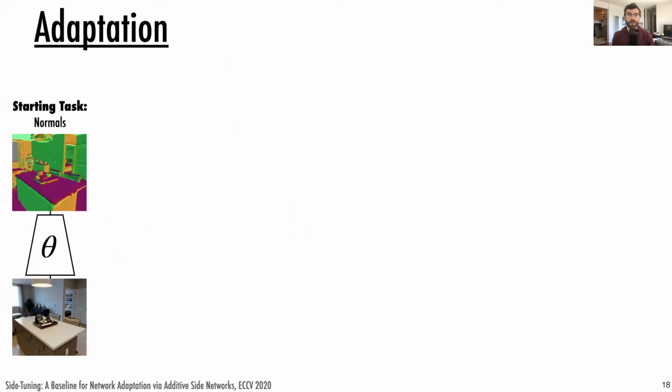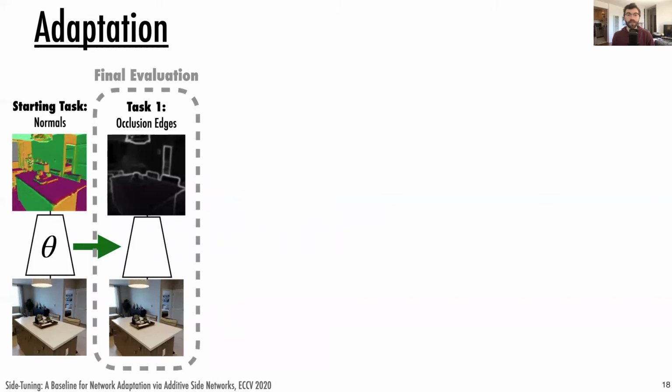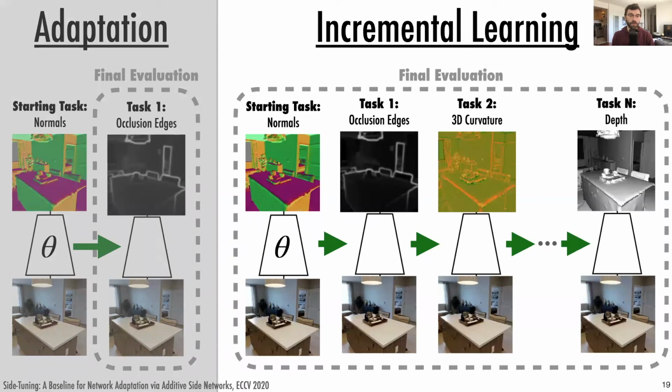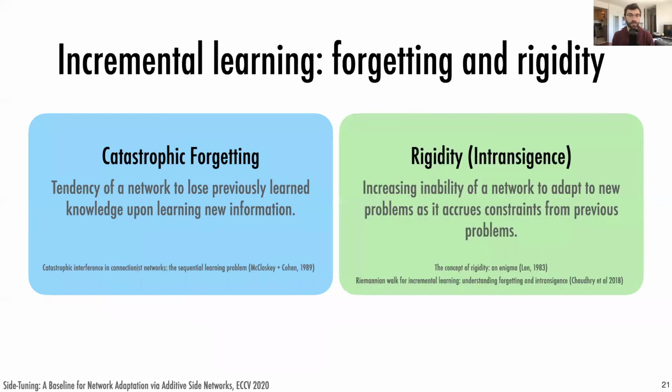In addition to evaluating side tuning in network adaptation, which simply adapts to a single target task and is evaluated only on that target, we test side tuning in incremental learning, where the learner must adapt to a sequence of tasks and is evaluated on all of them at the end. In incremental learning, there are two new considerations. Networks tend to forget information on old tasks, catastrophic forgetting, and as constraints and connections are added, learning slows down, rigidity. Side tuning addresses these naturally so that forgetting and rigidity are not possible.